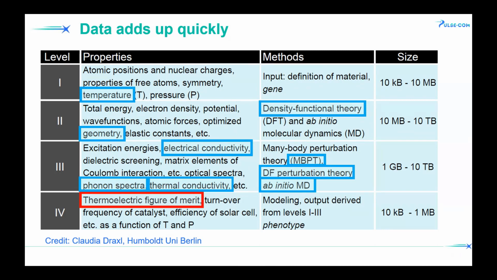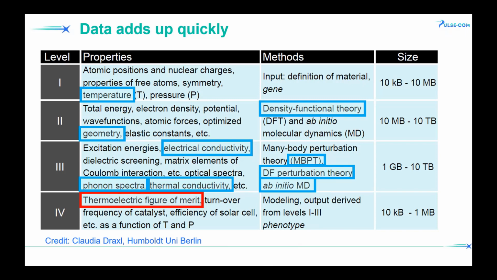At level 3, you have to do a more sophisticated calculation, combining DFT with different methods, and then you can derive excitation energies. You can derive band gaps, electrical conductivity, phonon spectra, so how atoms move in a crystal, thermal conductivity, and so on. And the fourth and last level of complexity, you can derive properties that combine very different qualities of the material. So you can directly calculate thermal conductivity and electrical conductivity, but you cannot do it in a single calculation. You have to do two calculations and then combine them, and this is level 4.